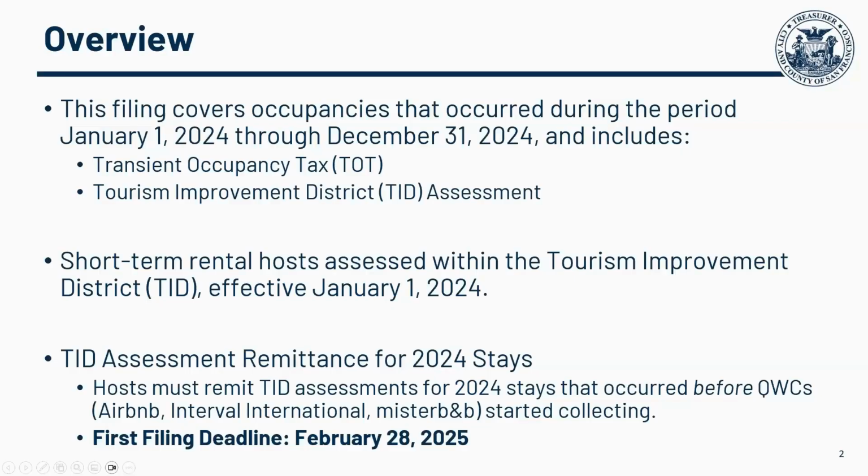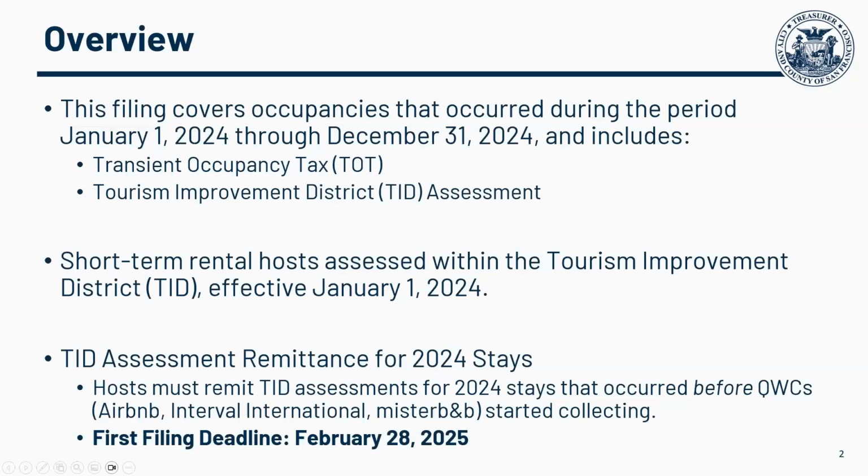This annual Transient Occupancy Tax and Tourism Improvement District filing covers occupancies that occurred between January 1st, 2024 to December 31st, 2024. This filing includes assessments for the Transient Occupancy Tax and Tourism Improvement District. Effective January 1st, 2024, short-term rental hosts will be assessed within the Tourism Improvement District.